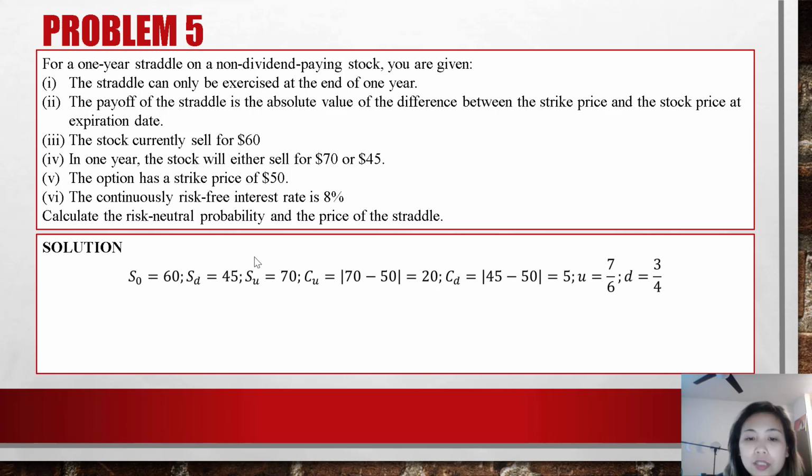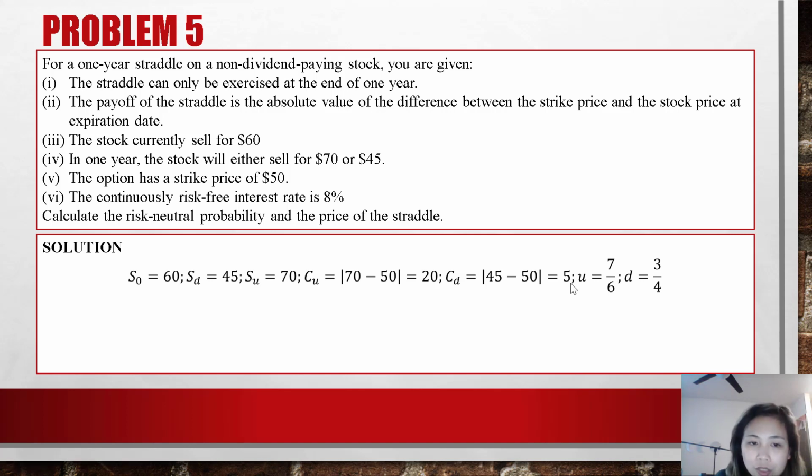So we get CU is the absolute value of 70 minus 50, which is 20. Remember, for the other methods, we take 70, subtract 50. If it's positive, we take it. If it's negative, we turn it to 0. But in this case, we find the absolute value. CD is 45 minus 50, absolute value. It should be 5, not 0.